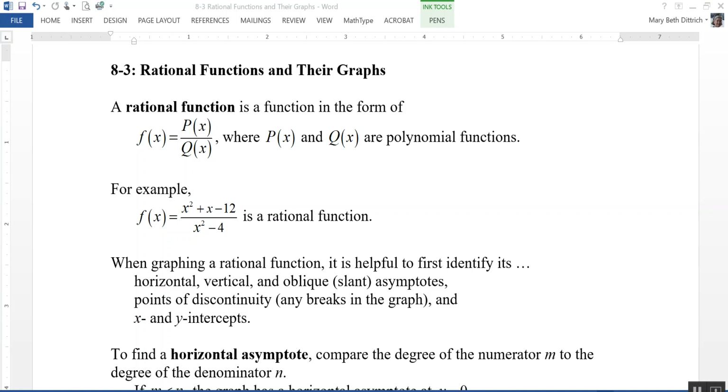When we want to graph a rational function, it's helpful to first identify some key parts of the graph, and those are horizontal, vertical, and oblique, sometimes called slant asymptotes. So where are my asymptotes, and draw those in. Any points of discontinuity, any breaks in the graph, is there a hole somewhere where x can't be a certain value, and to identify the x and y intercepts. Now, here are some hints on how to do those things.